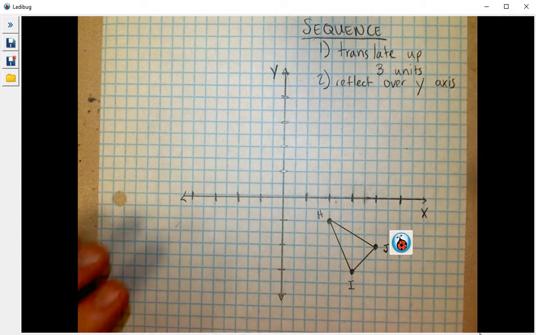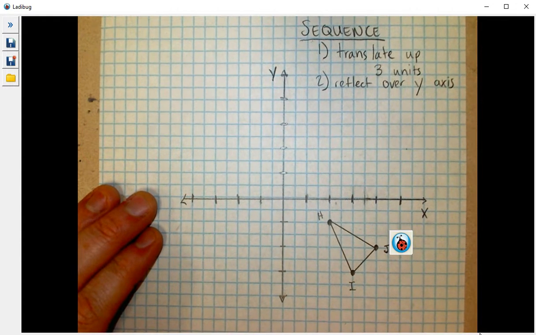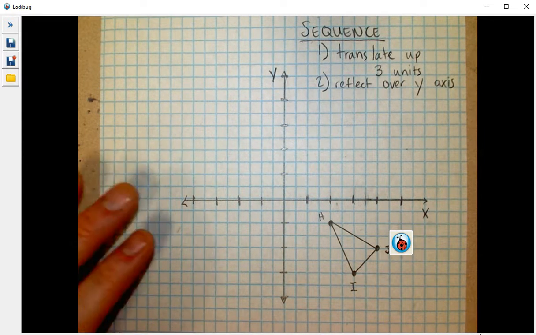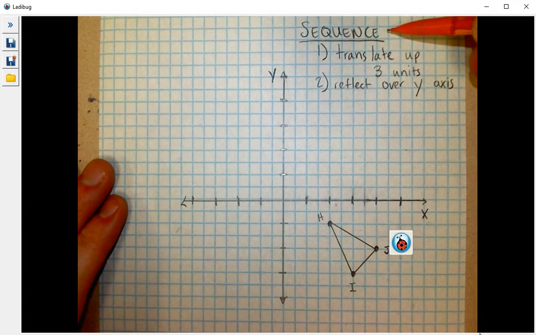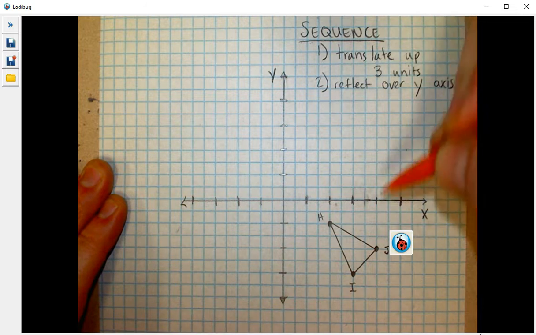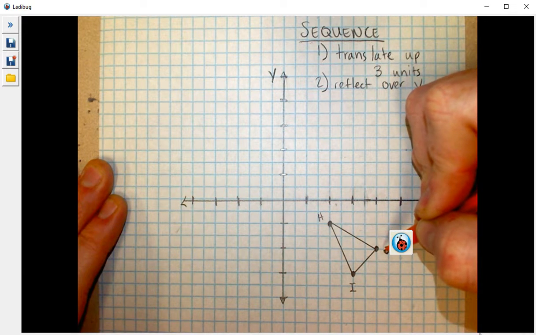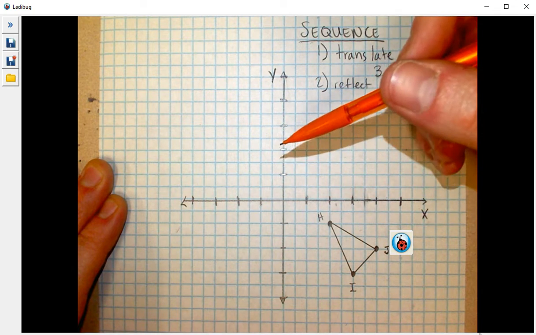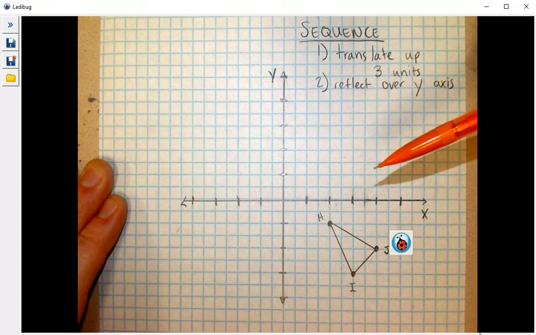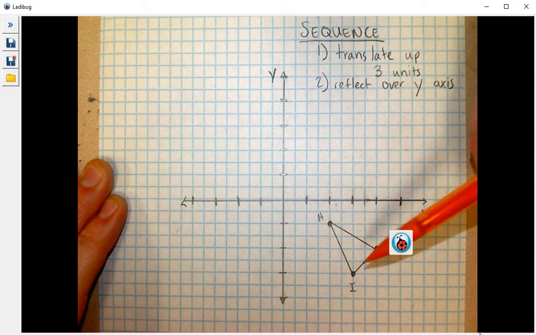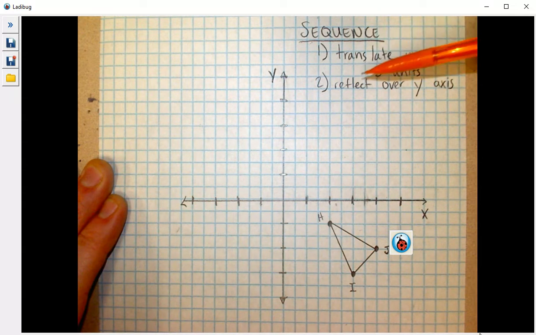Okay, so for today's problem, let's look at an example of sequencing transformations. Now remember, a sequence of transformations involves multiple steps done in a particular order. So in this example, we're going to translate triangle HIJ, and then we're going to reflect triangle HIJ. So we're going to create a new image, H prime, I prime, J prime, by following these steps.